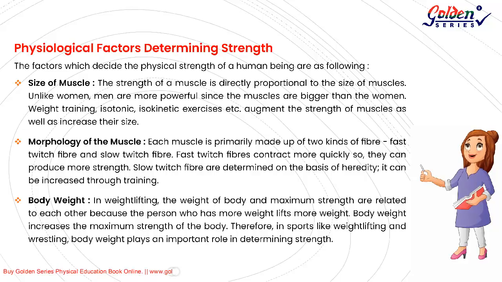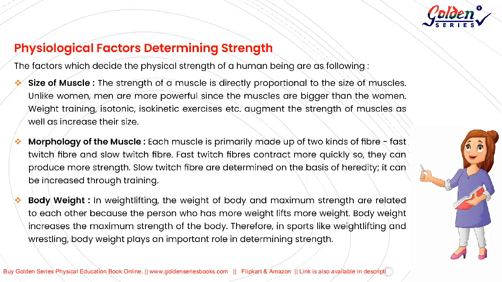Morphology of the muscle. Each muscle is primarily made up of two kinds of fiber: fast twitch fiber and slow twitch fiber. Fast twitch fibers contract more quickly so they can produce more strength. Fast twitch fibers are determined on the basis of heredity. Slow twitch fibers can be increased through training.